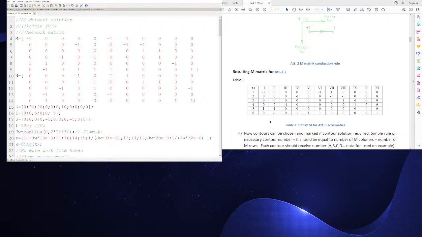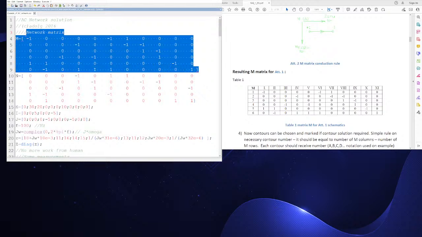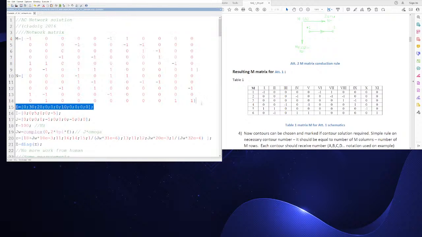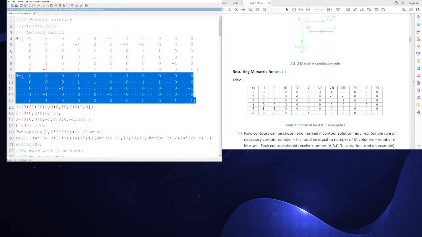Okay. I can switch to code. I hope you can see it. Yeah, you can see it. Here is my matrix inside the SciLab code. The next one is the second incidence matrix, or contour matrix.